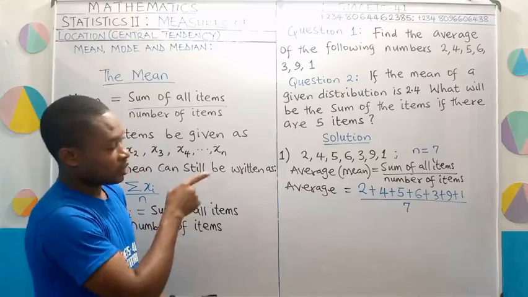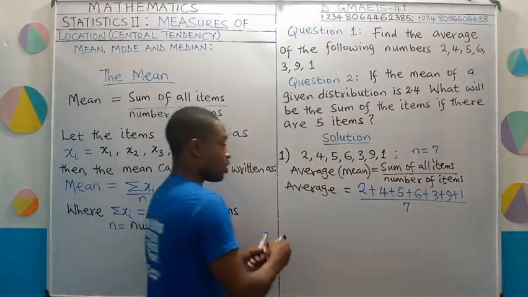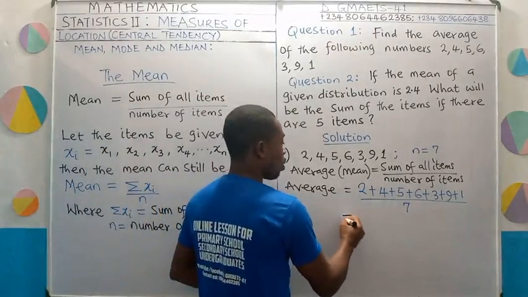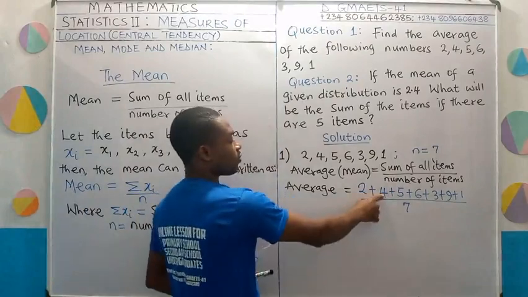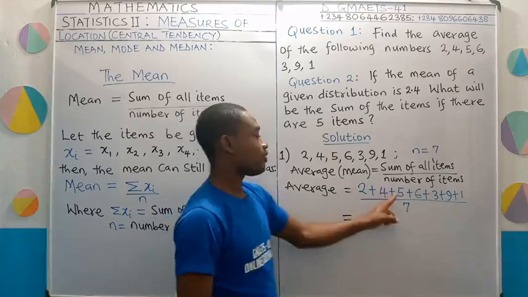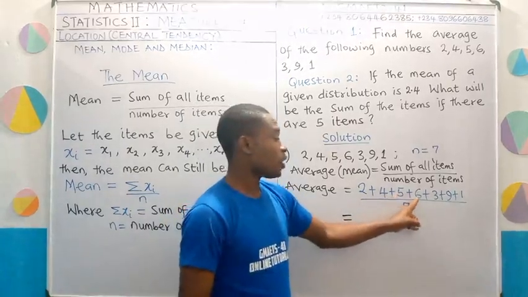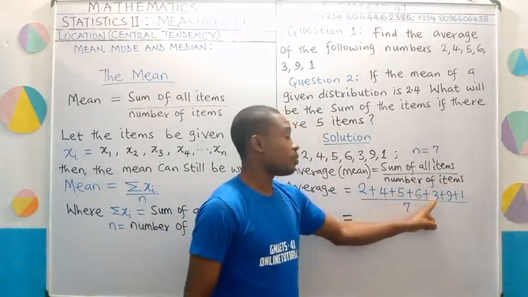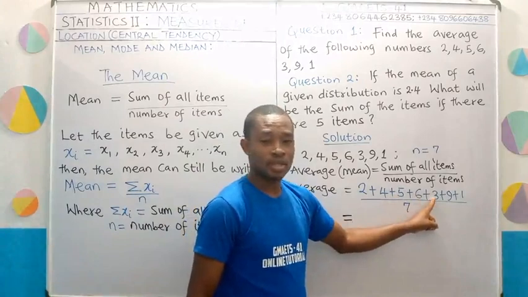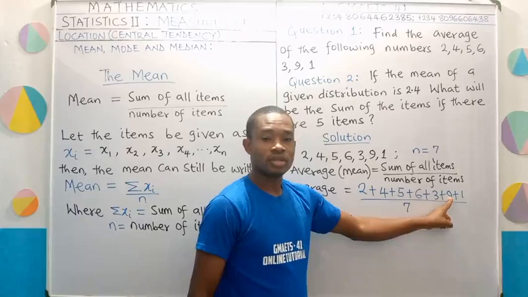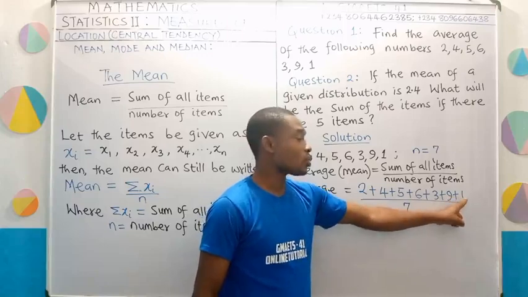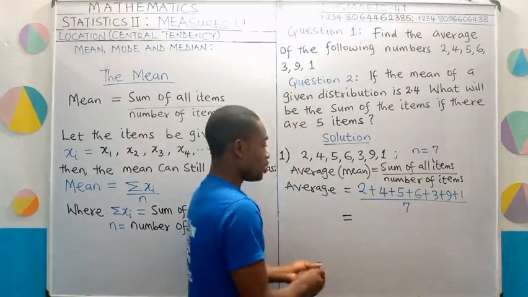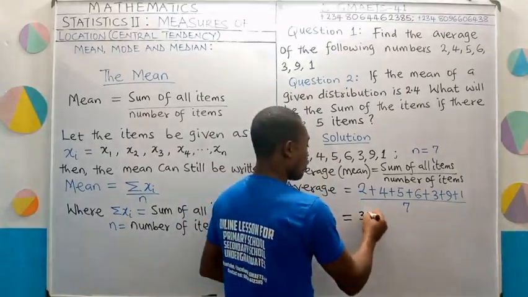Okay, now we are going to add up what we have in the numerator. This is going to be equal to 2 plus 4 is 6. 6 plus 5 is 11. 11 plus 6 is 17. 17 plus 3 is 20. 20 plus 9 is 29. 29 plus 1 is 30. And so this is going to give us 30 over 7.